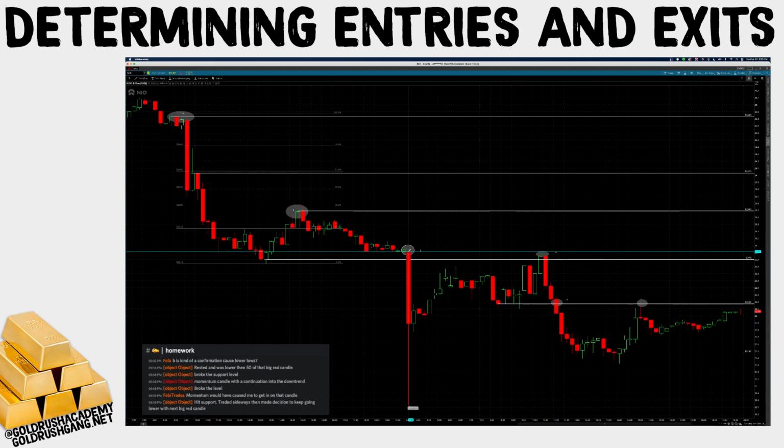Let's see. Broke the support level. So we had our support level here at 2280. It broke the support level. Momentum candle with a continuation of downtrend. Big Momo candle, yep. Broke the level, yep. Momentum would have caused me to get in on that candle, yep. Hit support, traded sideways. They made a decision to keep going lower with the next big red candle. Yep, 100%. You guys are absolutely correct.